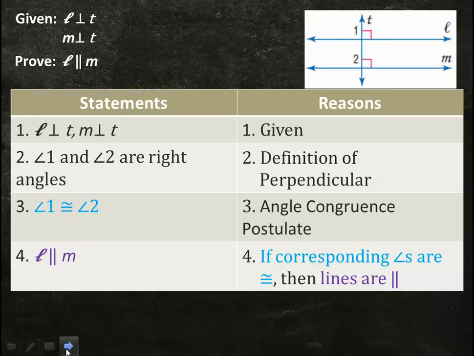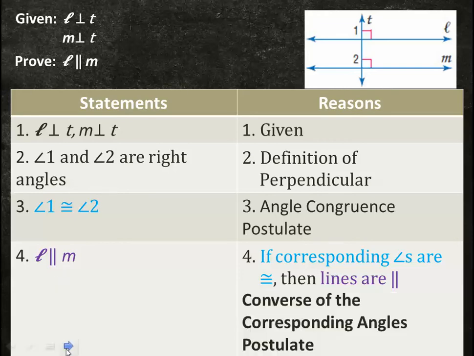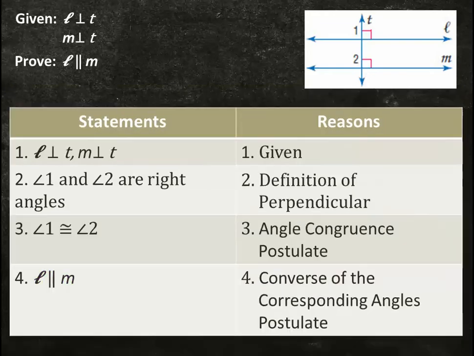So this is what my final proof should look like. Well, I put converse of the corresponding angles postulate because I went and looked at my list. Sorry, I was jumping ahead of myself. I went and looked at my list and said, hey, this postulate that I just learned is what's going to fit this if-then statement the best. So now, this is what my final proof looks like.